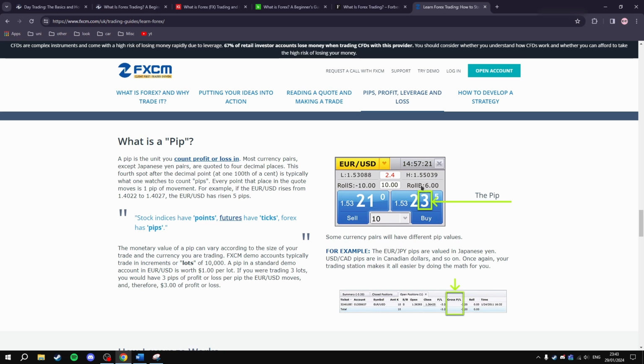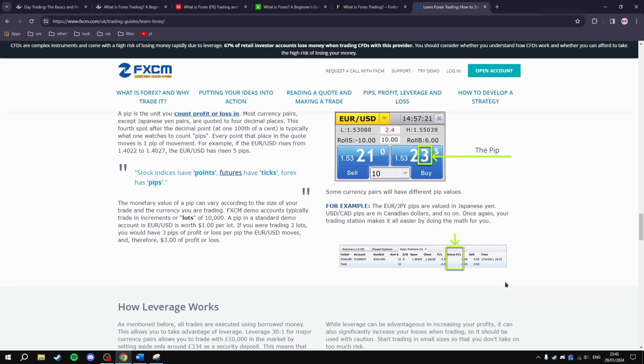For example, the Euro Japan yen pips are valued in Japanese yen. USD CAD pips are in Canadian dollars, and so on. Once again, your trading station makes it all easier by doing the maths for you. So gross profit loss.